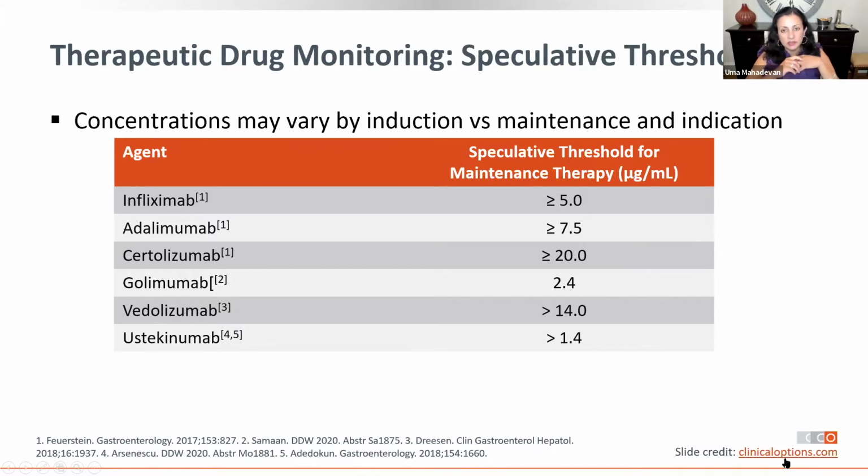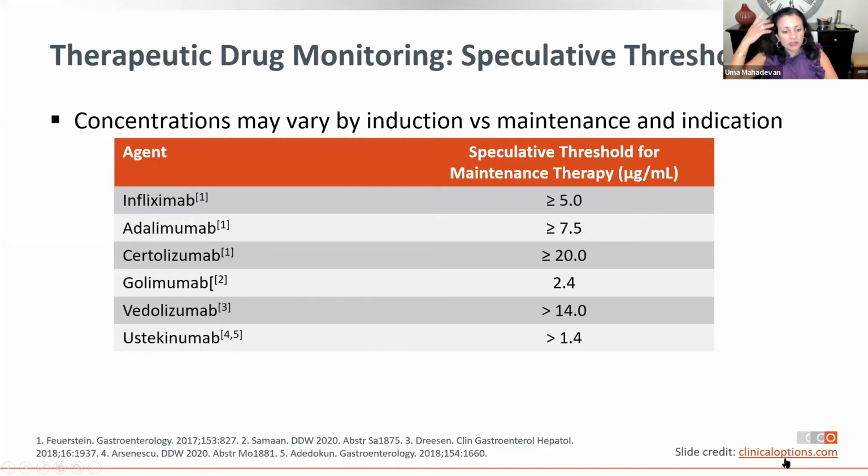I feel comfortable with the infliximab level. I usually shoot for 5 to 10 there. If they have fistulas, I may shoot for greater than 10, because that came from the ACT trials. From the AGA guidelines, the infliximab and adalimumab levels are here. For vedolizumab at trough, greater than 14 is helpful.